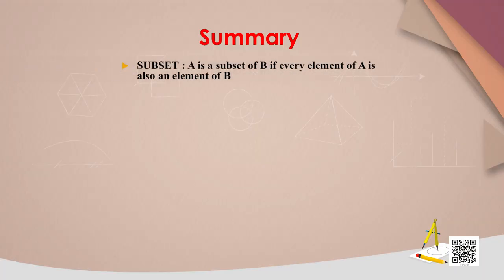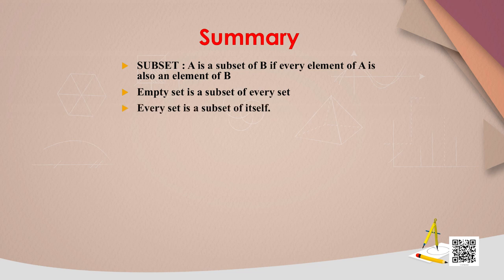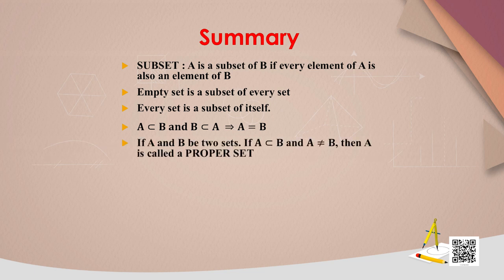We have studied subset. A is a subset of B if every element of A is also an element of B. Some important points: the empty set is a subset of every set. Every set is a subset of itself. If A is a subset of B and B is a subset of A, which implies that both the sets are equal, that is A is equal to B. Proper subset: if A and B are two sets where A is a subset of B but it is not equal to B, then we say A is a proper subset of B and B is a superset of A. Okay?